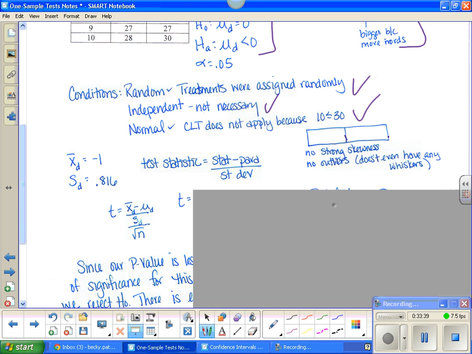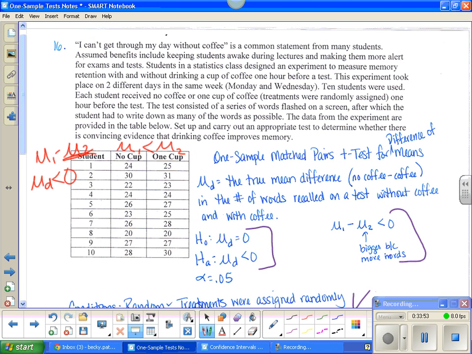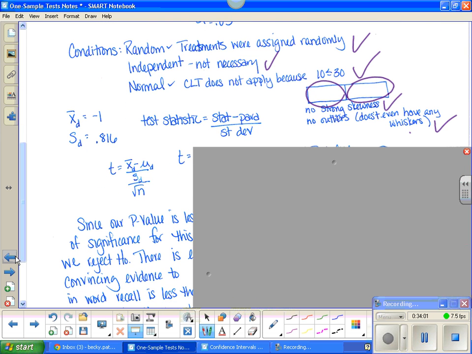That means that 50% of my data is here and the other 50% of my data is there. But it definitely has no strong skewness, and it definitely doesn't have any outliers. I even wrote, it doesn't even have any whiskers. Then I found, let's see, I did L1, L2, and in my L3, I did L1 minus L2, and then I did 1-variable stats on my L3 to get them, but make sure you label those numbers correctly.